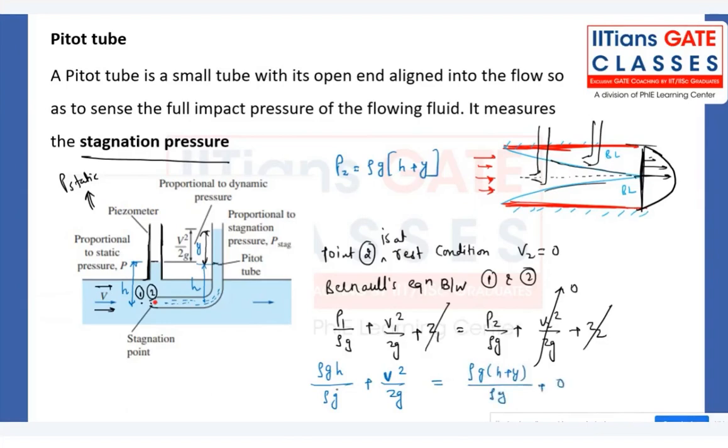So when you calculate from here, V2 you will be getting under root of 2gy, or this is what the velocity of the fluid. Sorry, this is V1, right? V1 will be equal to under root of 2gy, or we call it the velocity of the fluid which is flowing in a particular pipe, right? So make a note of it. Y is a dynamic head, dynamic pressure head.